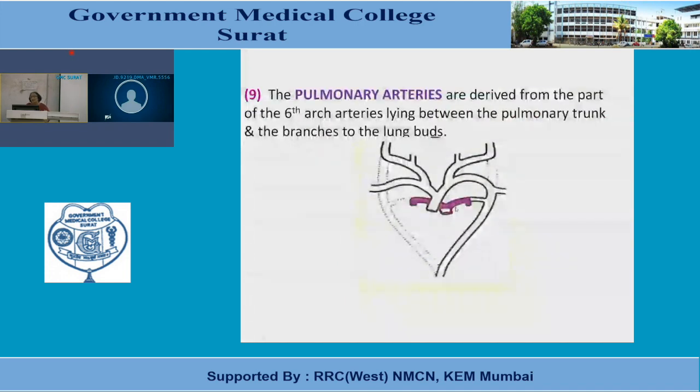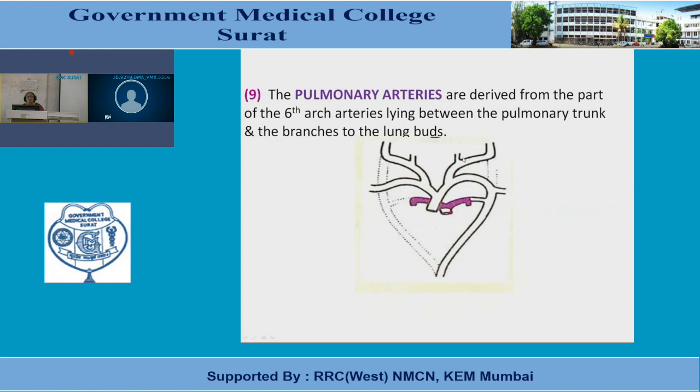So here the color indicates the arteries that are the exception. What is the normal function of an artery? An artery carries purified oxygenated blood from the heart to the other parts of the body. But exceptionally, the pulmonary artery and the umbilical arteries convey impure deoxygenated blood. So here the pulmonary artery color indicates that it conveys impure blood to the lung bud. So the pulmonary arteries are derived from part of the sixth arch artery.